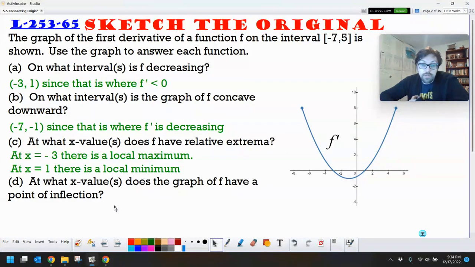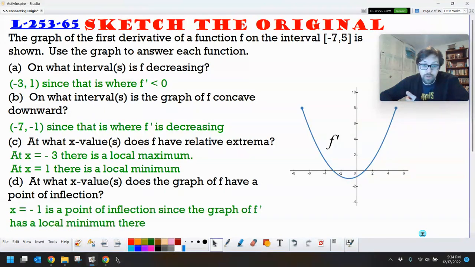At what values does the graph have a point of inflection? So that is going to be wherever the second derivative equals 0, or where the first derivative has a slope of 0. Those mean the same thing. So right here, we're going to have a slope of 0 on our first derivative. So we'll have a point of inflection on our original function.